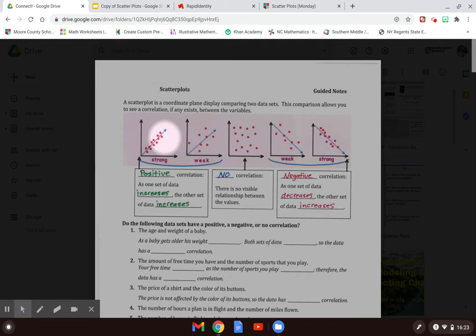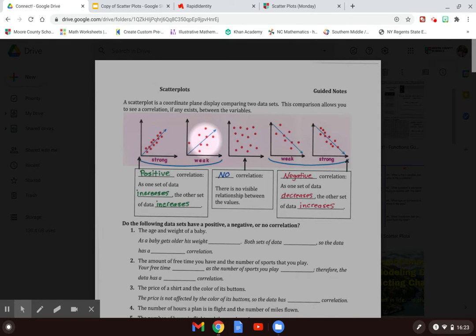If you look at this first graph, you'll see that the points are all very close together, and they're very close to the line. So that's what we call a strong correlation. If you look at the next graph, these points are increasing from left to right, but they are not close together, nor are they close to the line. So this is what we would call a weak correlation.